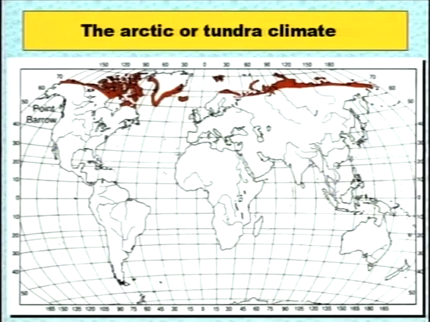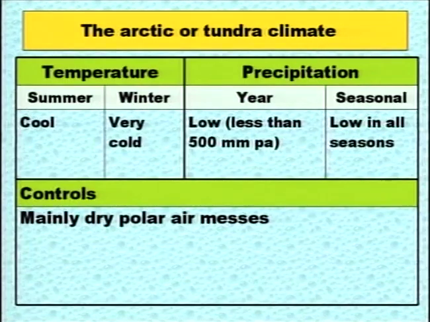Let's look at the summary for this type of climate. For the Arctic or the tundra type climate, the temperature in summer is cool, in winter very cold. Precipitation is low, less than 500 millimeters per year, and precipitation is also low in all the seasons. Again, a main control of the Arctic or the tundra climate would be the dry polar air masses.